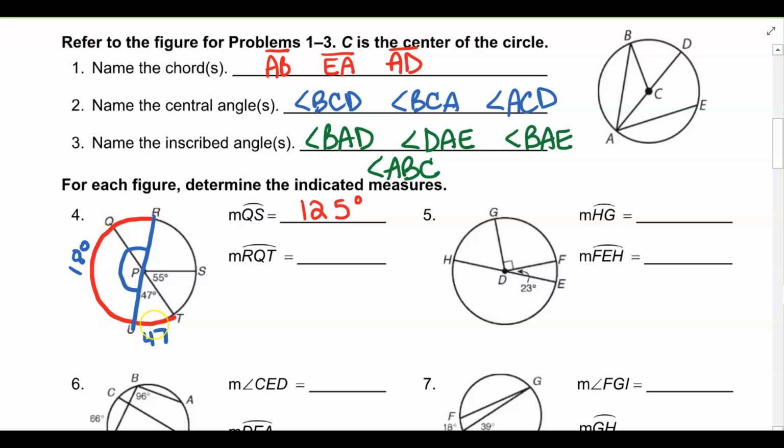So this 180 plus this extra 47 gives us a full arc measure of 227 degrees.